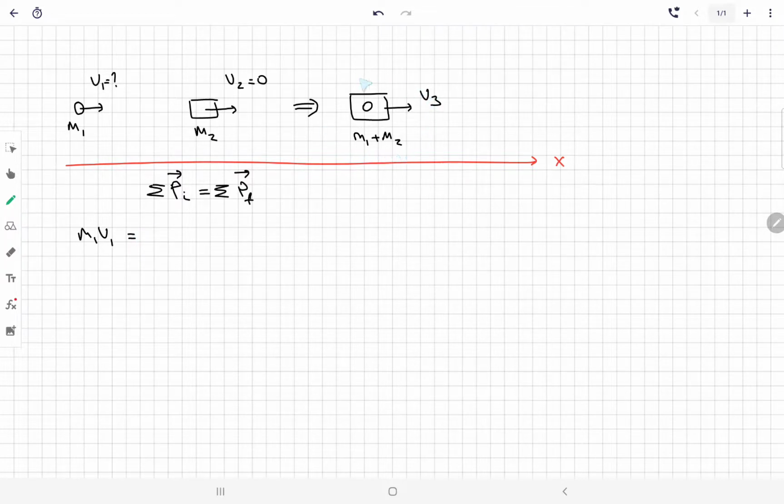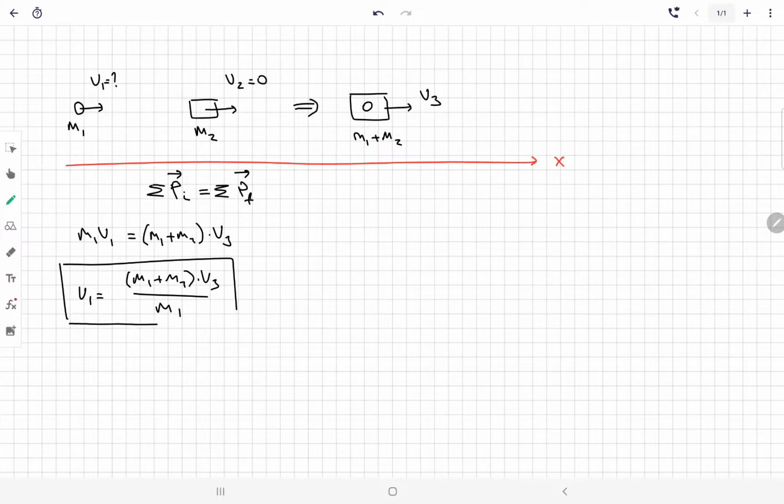Finally, after collision, again we have one object. Total mass M1 plus M2, and they will continue with velocity V3. Before collision we have one momentum. After collision also we have one momentum, so it's very simple. They should be equal to each other due to the conservation of momentum. So from here, V1 equals (M1 plus M2) times V3 over M1. So we can find the initial velocity of the bullet by using this equation.